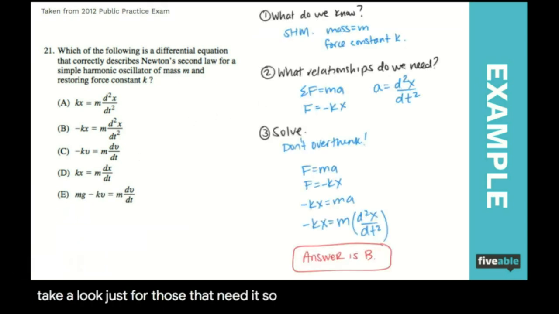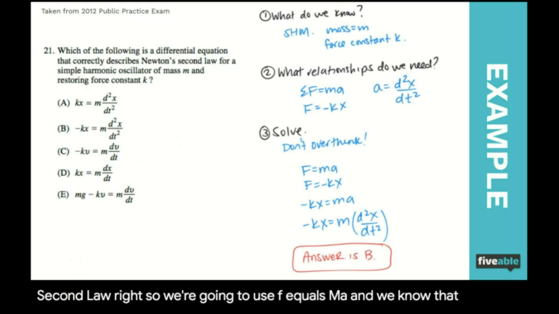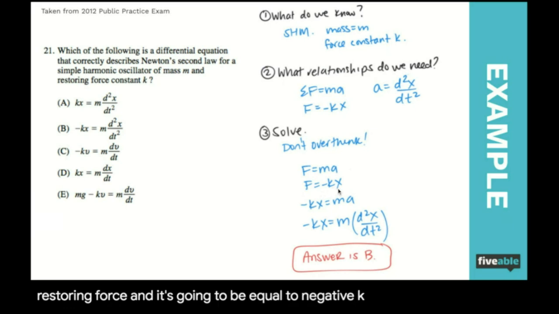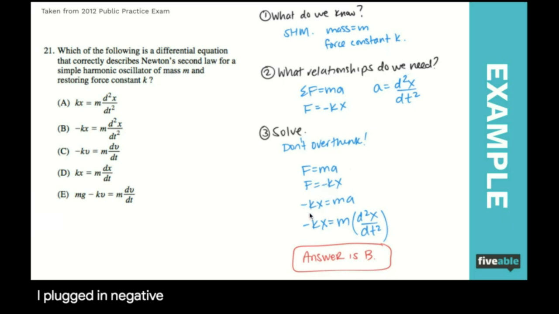So we know that we need to use Newton's second law, right? So we're going to use F equals ma. And we know that in a simple harmonic oscillator, the force that's causing it to oscillate is the restoring force, and it's going to be equal to negative k times x. So all I did is I plugged in negative kx for my force in Newton's second law.